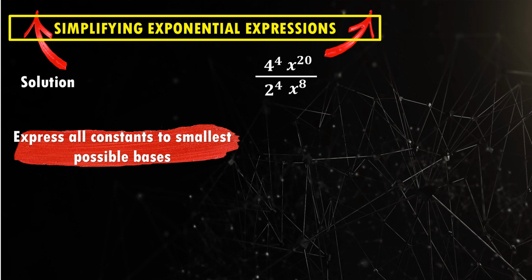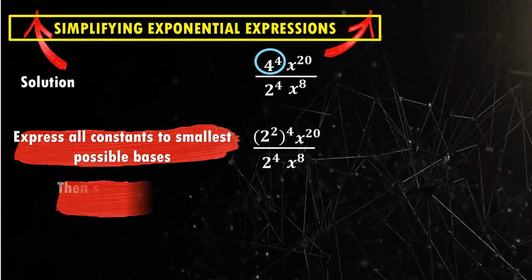Kung hanggat maaari, i-express natin yung mga constant sa smallest possible bases, i-simplify natin. So, itong 4 raised to 4, meron pa siyang simplest form, which is si 2 raised to 2. Yung 4 na base natin, pwede natin siyang i-simplify as 2 raised to 2. So, magiging 2 raised to 2, all to the power of 4. So, meron na tayong same bases. Meron na tayong base na 2 at saka may base na x.